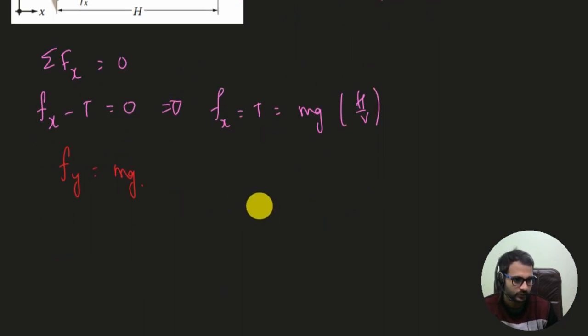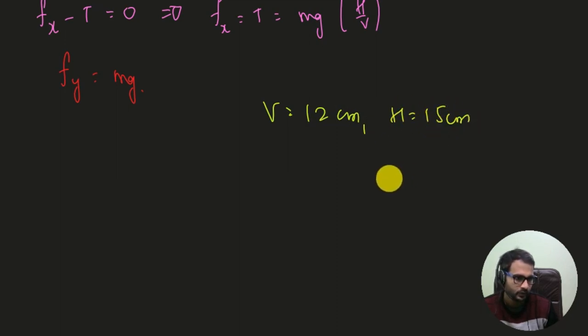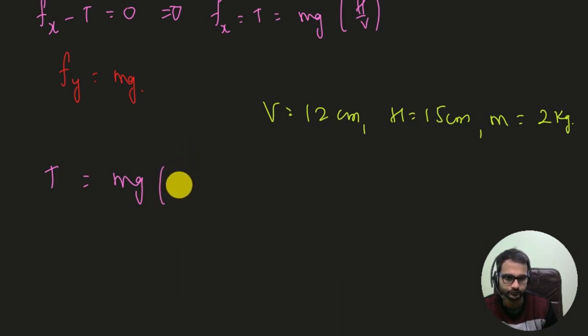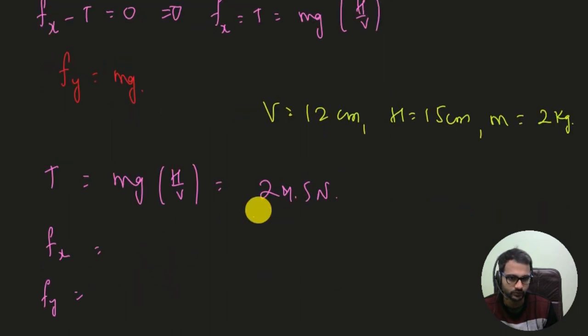Now if you take some data, like v is 12 centimeter, h is 15 centimeter, and the mass of the lamp is 2 kilogram, then what are the unknowns? The tension force T and the force F. Tension force T is mg into h by v, as we obtained earlier. If you plug in all these values, you'll get the tension force T to be 24.5 newton. Fx equals mg into h by v, the same as the tension force, 24.5 newton, and Fy is equal to the weight, which is 19.6 newton.